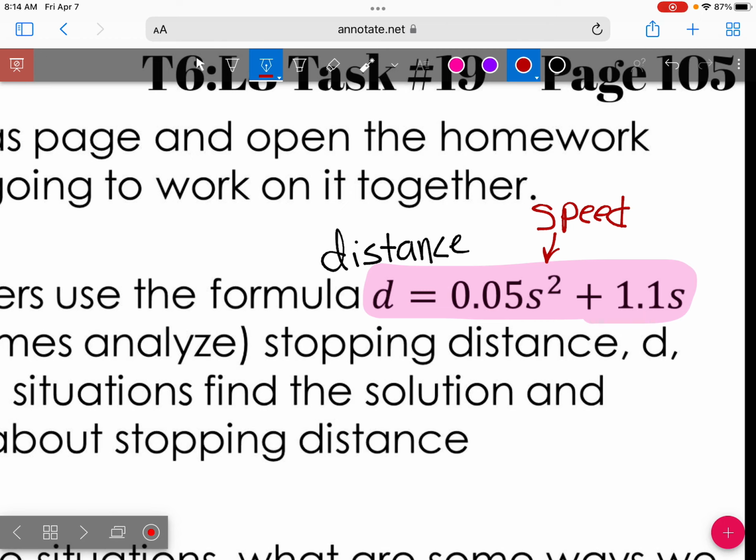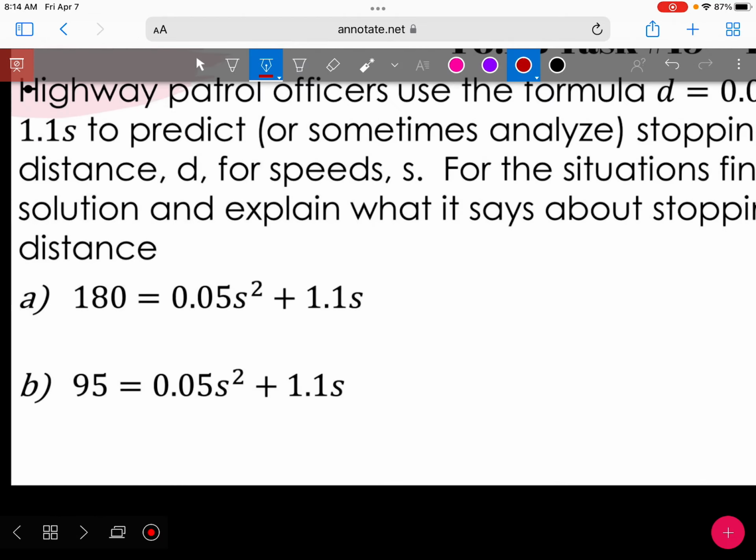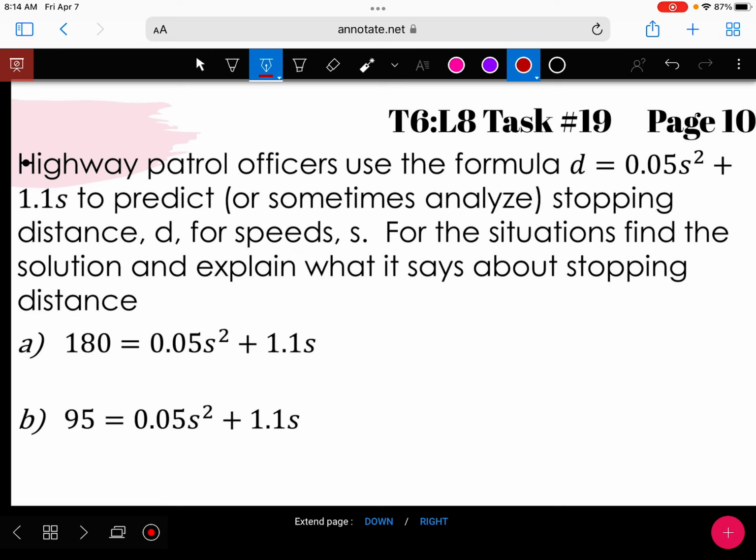So the stopping distance for certain speeds. S stands for speed. So what we're going to do is put into words what this means by interpreting it. We're just going to put things in words, okay? So, again, the formula's here, and it's split across the line.